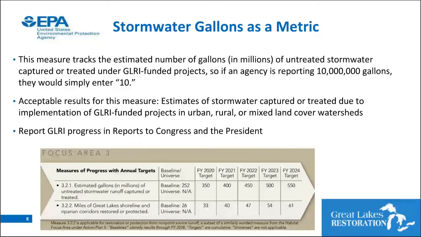Some unacceptable results for this measure would include results from projects implemented without the expenditure of GLRI funds, or projections calculated using an unapproved calculation method. And it should be noted too that these gallons will be estimated for the reporting period in which they can first be identified for the project. The EPA then reports the progress that's made through the GLRI to Congress and the President.